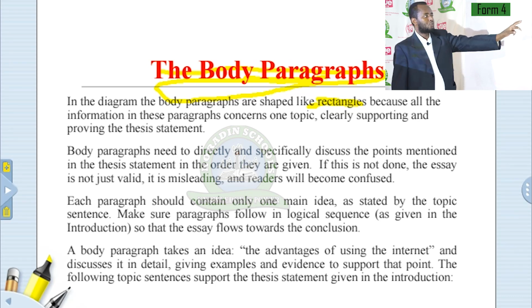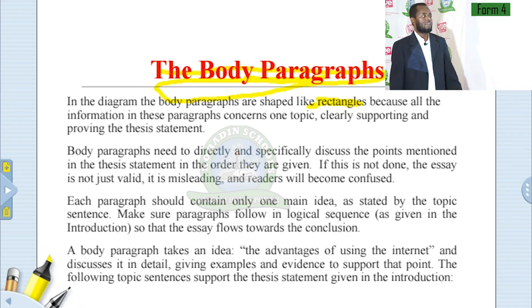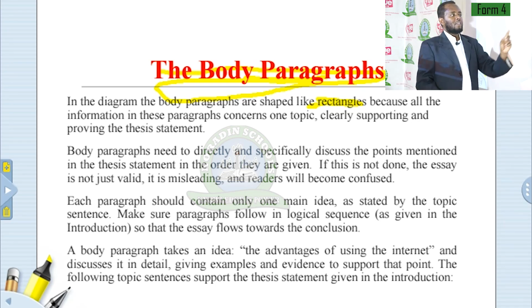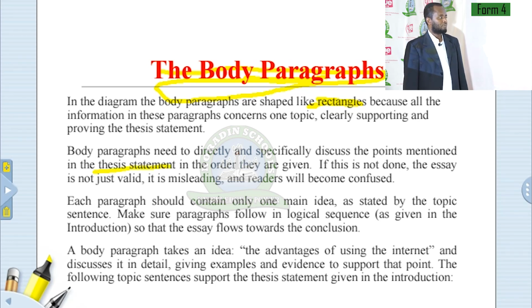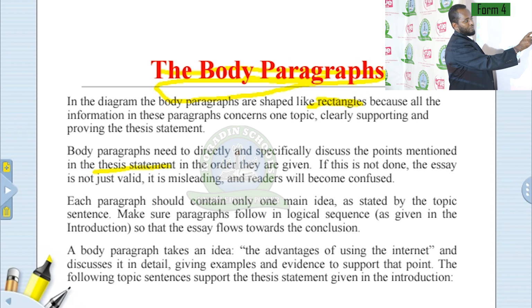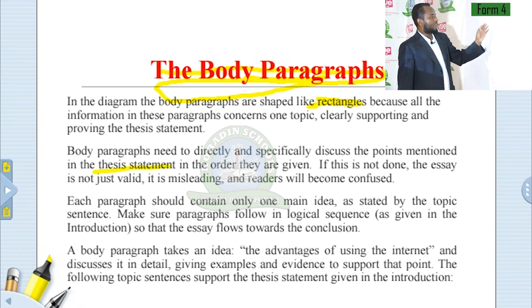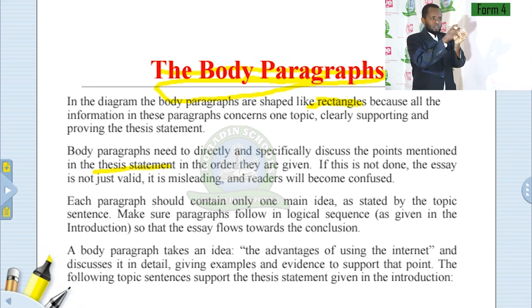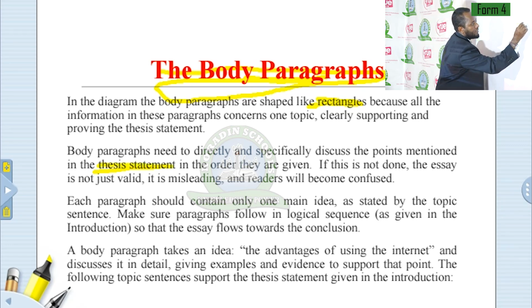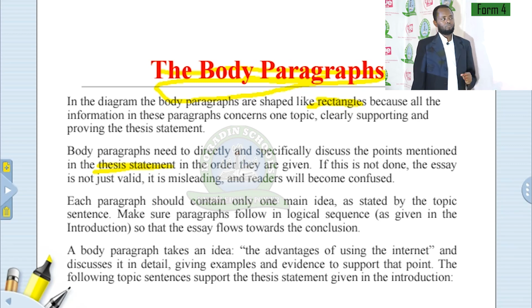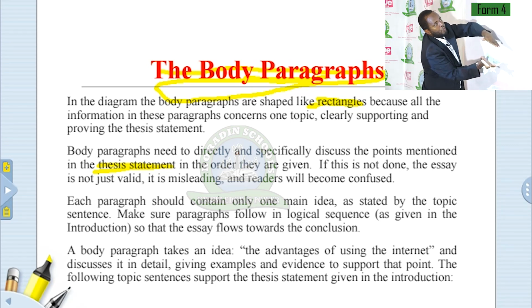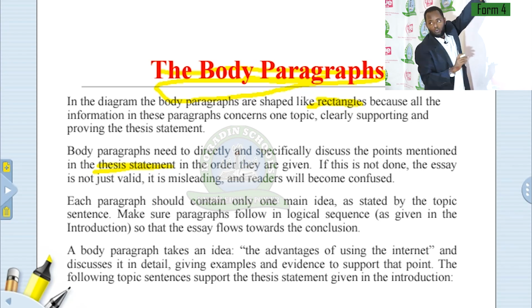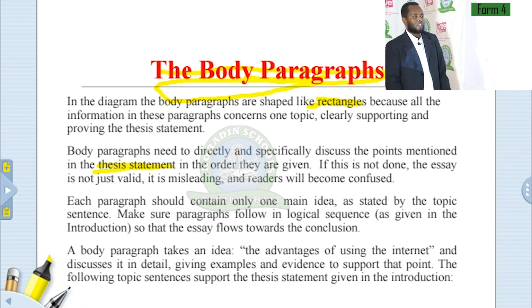Body paragraphs need to directly and specifically discuss the points mentioned in the thesis statement in the order they are given. If this is not done, the essay is not just invalid, it's misleading. That means if the body paragraphs don't follow the thesis statement, they are misleading and the reader will become confused. So all your body paragraphs will follow the thesis statement.